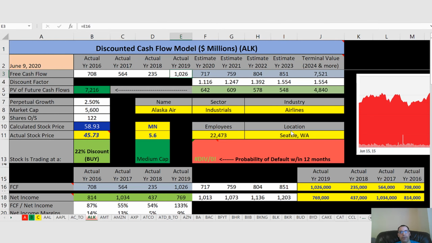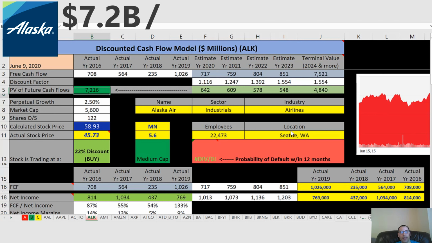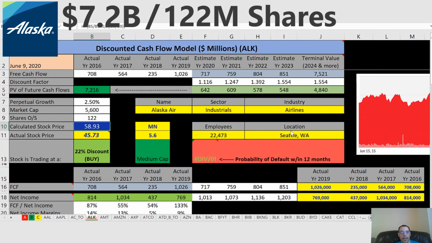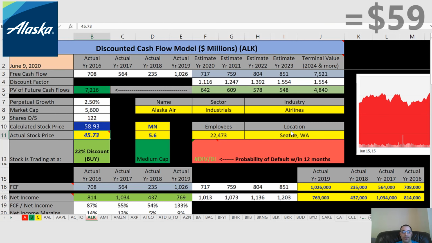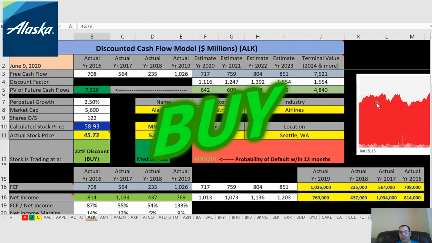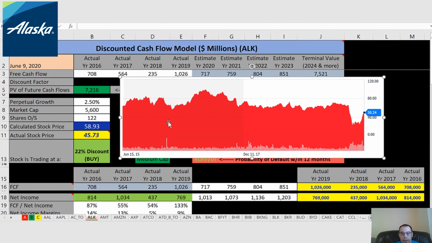So we estimated 4 years of future free cash flows based off of the inputs from earlier, and then we did a terminal value. We used the Gordon growth model for that, and that's all years past year 4. We discounted those numbers back to today, and we get a value of the company of $7.2 billion. When we divide that by 122 million shares, we get a stock price of $59, and it's trading at 46, so it's trading at a 22% discount, so it's considered a buy according to the model. So that's a good sign.